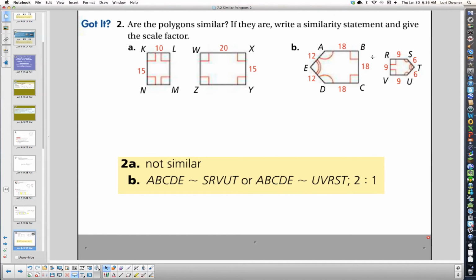Here we've got our angles, showing angles congruent. And then if I take 9 times 2, I get 18. So these three corresponding parts are similar. And then 6 times 2 gives me 12. So my scale factor is 2 to 1 or 1 to 2. And these two polygons are in fact similar. You can see the similarity statement here.